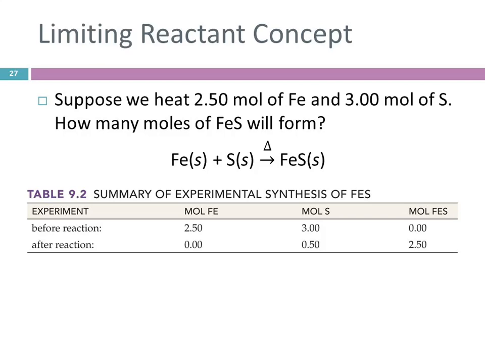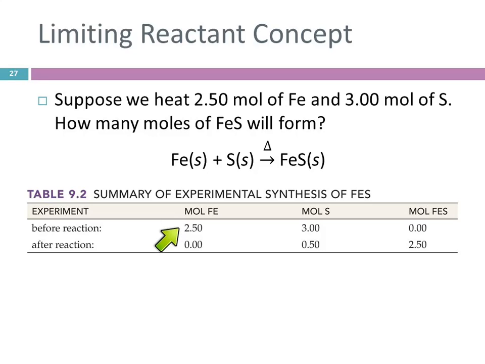So instead of drawing pictures, let's think about moles. Suppose we heated 2.5 moles of iron and 3 moles of sulfur. How many moles of product would we get? Well, here's a little table from your book. Before the reaction, we're starting with 2.5 moles of iron and 3 moles of sulfur, and no product.